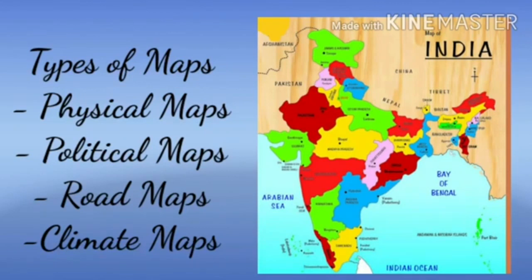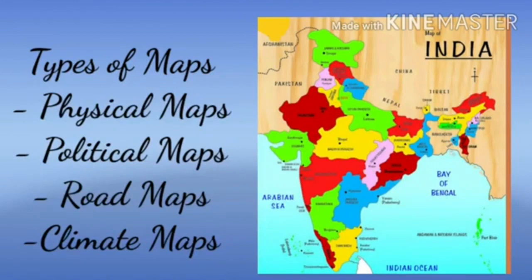Children, what is a physical map? Yes, physical maps show us the physical features of an area. Then next one, political maps. Children, what are political maps? Yes, political maps show boundaries of an area. Political maps show cities, states and countries. Different symbols are used to mark the country capitals and the state capitals.